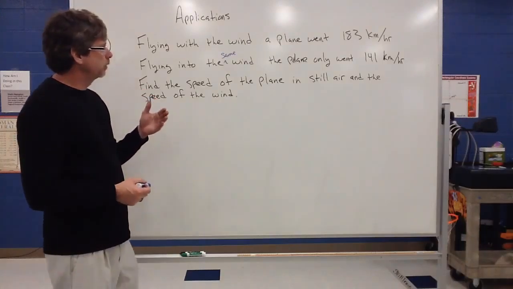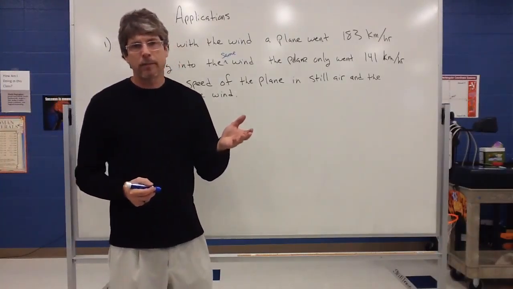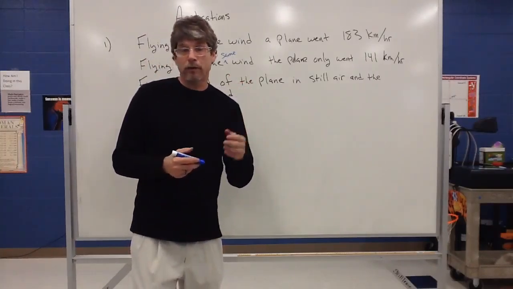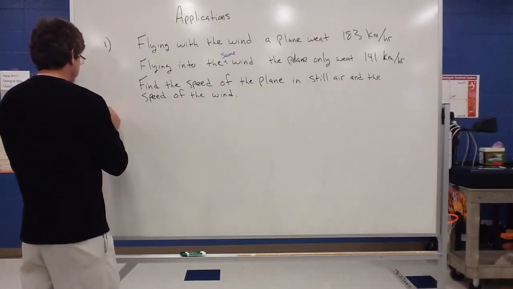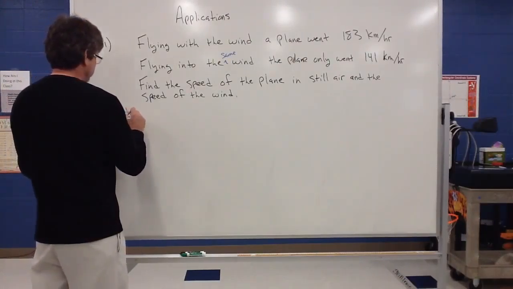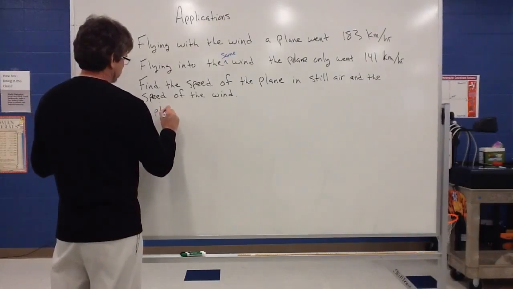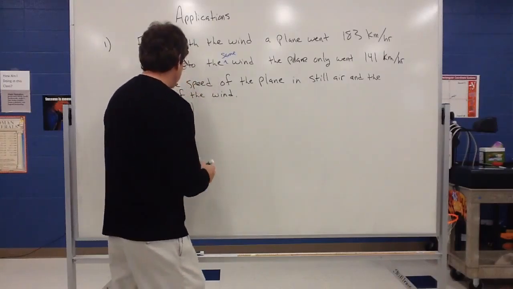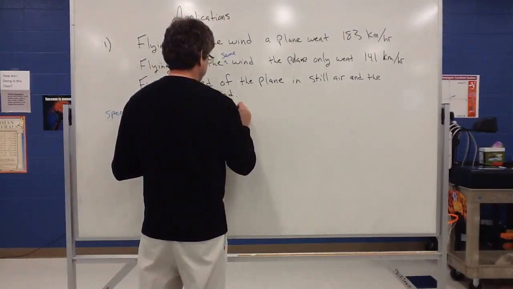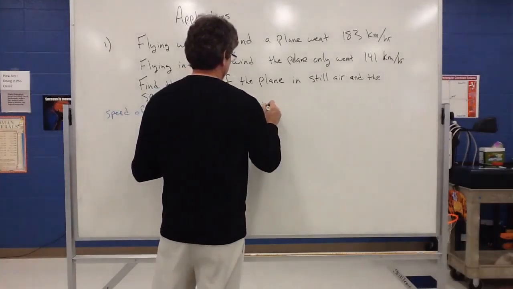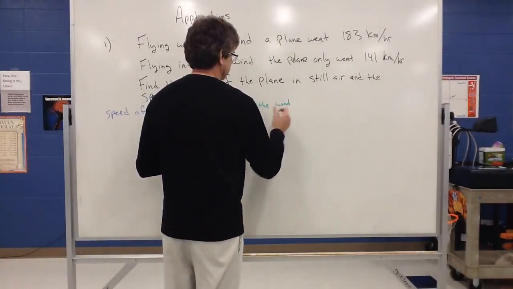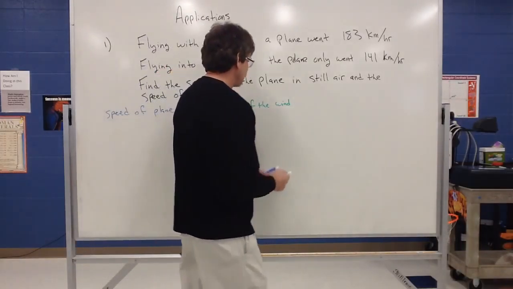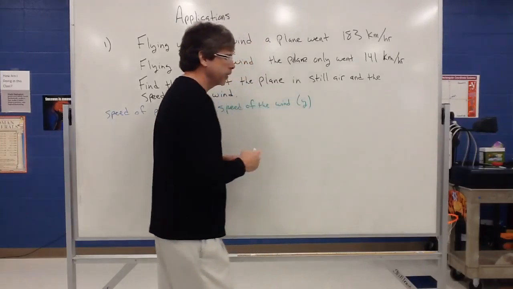So we're looking for two things: the speed of the plane and the wind speed. So there are two unknowns, if you will. We could use x and y. The speed of the plane, we don't know what that is, so we call that x. The speed of the wind, we can call that y. There are two things that we're looking for in this problem.